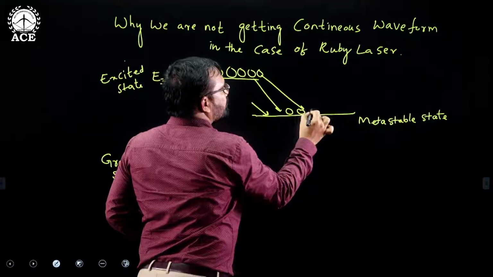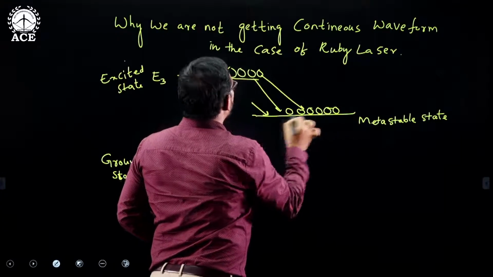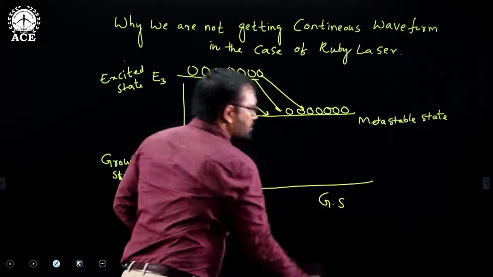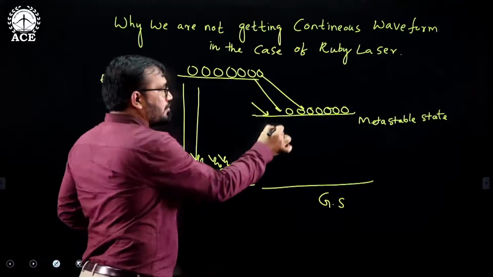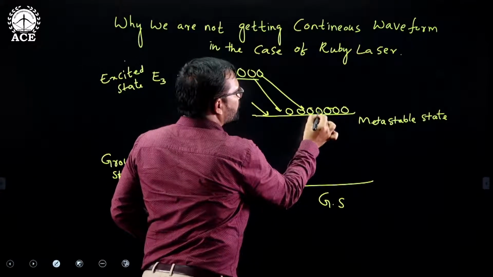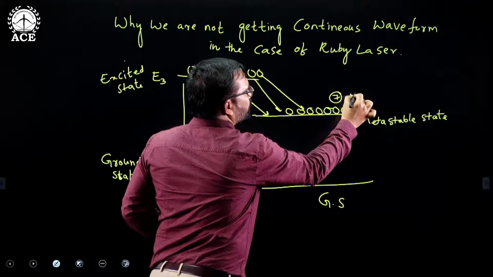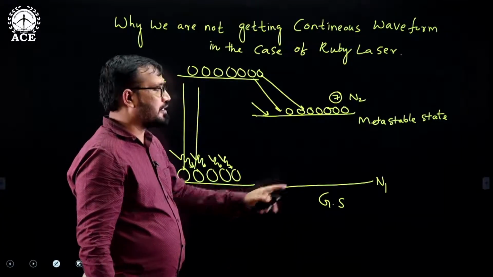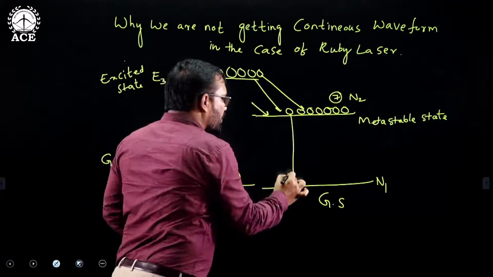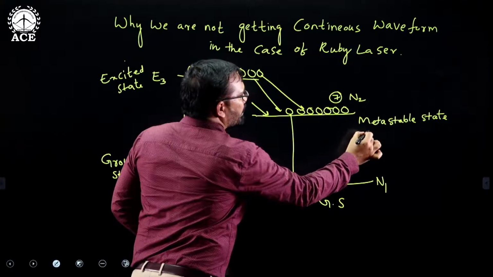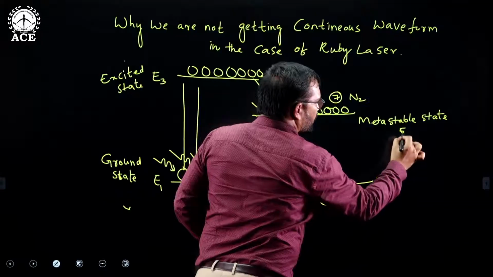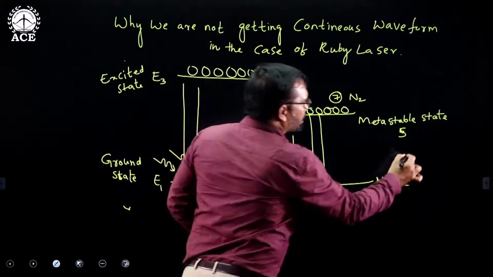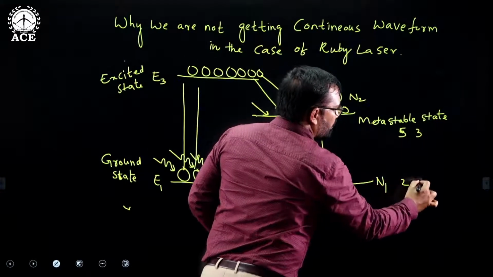Okay. Now you have atoms in the metastable state. For example, this many atoms we have, say 7 atoms here. That is N2. Here N1 has no atoms. N1 is 0. No atom is present in the ground state. Now a few atoms are coming down. Now N2 becomes 5 and N1 becomes 2. Two more atoms are de-excited. Now N2 becomes 3 and N1 becomes 4.